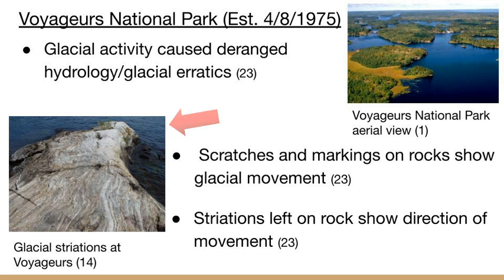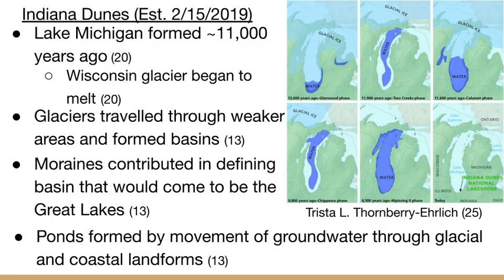This same National Park Service article also states that through these striations, we can determine the direction that the glaciers were moving. The scrapes in the rocks would align in the direction of glacial travel. From Voyageurs, we will now travel southwest to Indiana Dunes National Park.